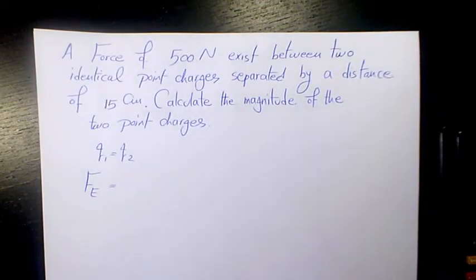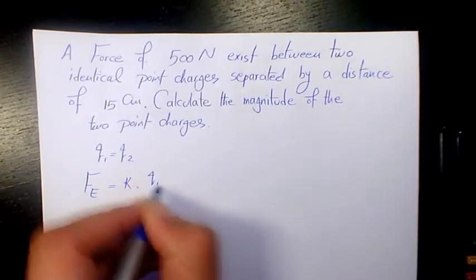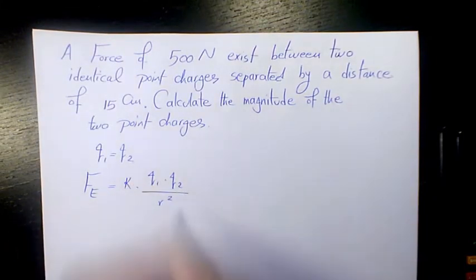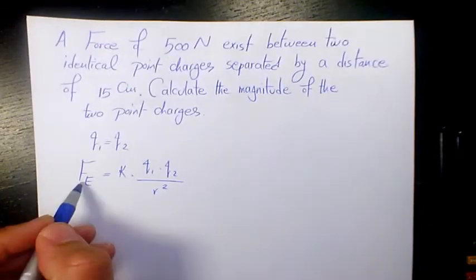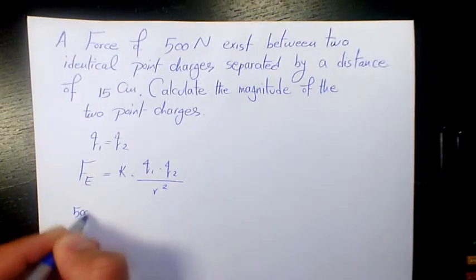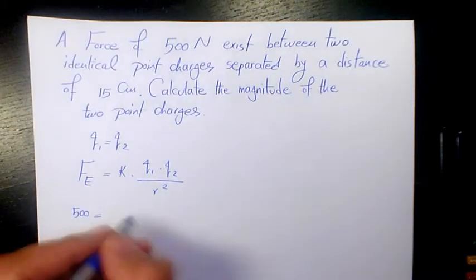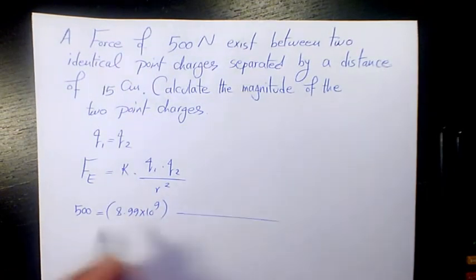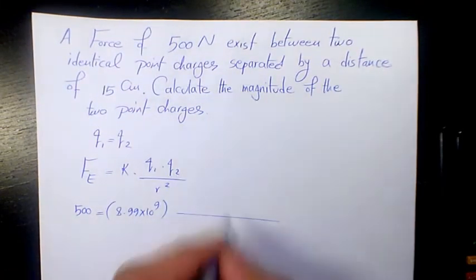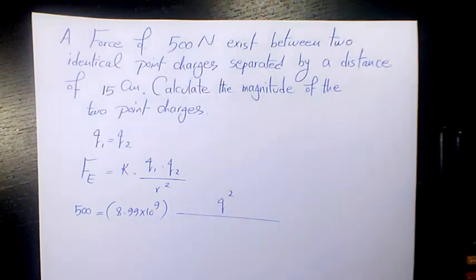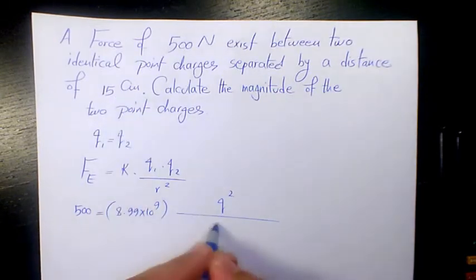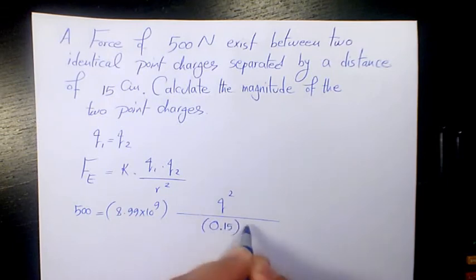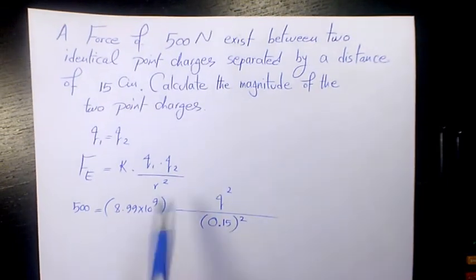Fe, which is the electrical force, equals K times Q1 times Q2 divided by R squared. Fe is 500 Newton. K is the Coulomb constant, which is 8.99 times 10 to the power of 9. It is not changing at all. Q1 and Q2 are equal, so I'm going to just have Q squared. And R is the distance between these two charges in terms of meter. So 15 centimeter is equivalent to 0.15, to the power of 2, R squared.